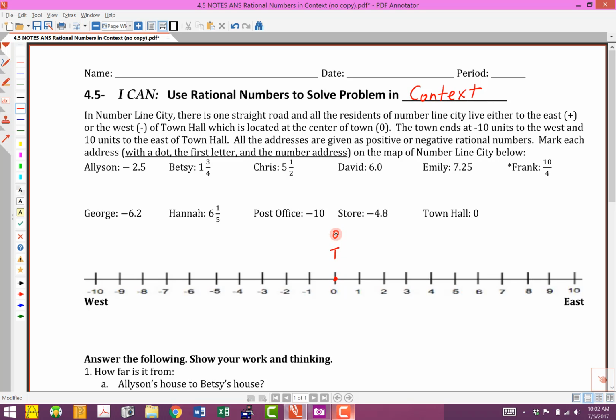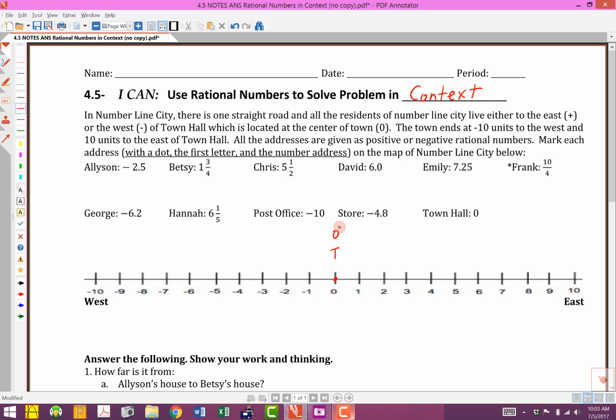Okay, so it says the town ends at negative 10 units to the west and positive 10 units to the east of Town Hall. So negative 10 is the western limit of the city limits, and positive 10 is the eastern limit of the city limits. And it says all addresses are given as positive or negative rational numbers, so they might be in fraction or decimal form. And it says mark each address with a dot, the first letter and the number address on the map of Numberline City below. So you'll notice that I put a dot for the 0, I put a T there for Town Hall, and then I put a 0 there because that's the coordinate.